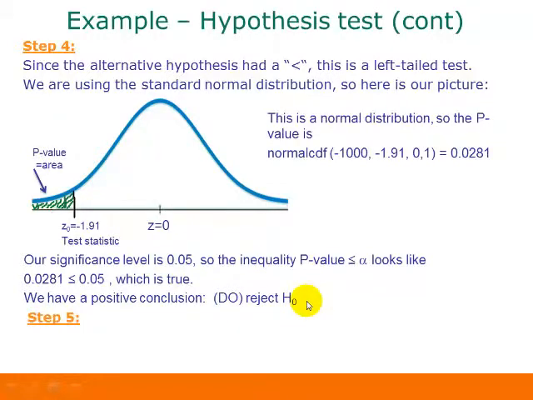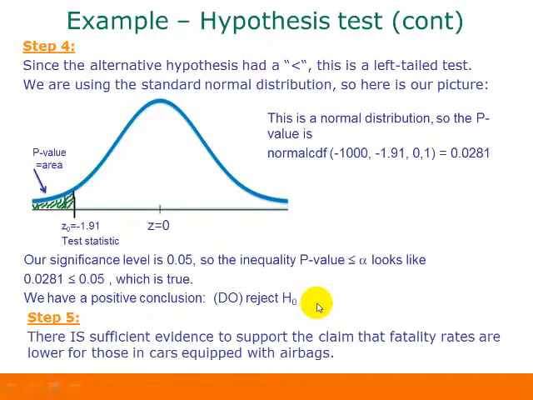And then for step 5, we're doing our final conclusion. So since we have a positive conclusion, we would say there is sufficient evidence to support our claim. So we would say there is sufficient evidence to support the claim that fatality rates are lower for those in cars equipped with airbags.